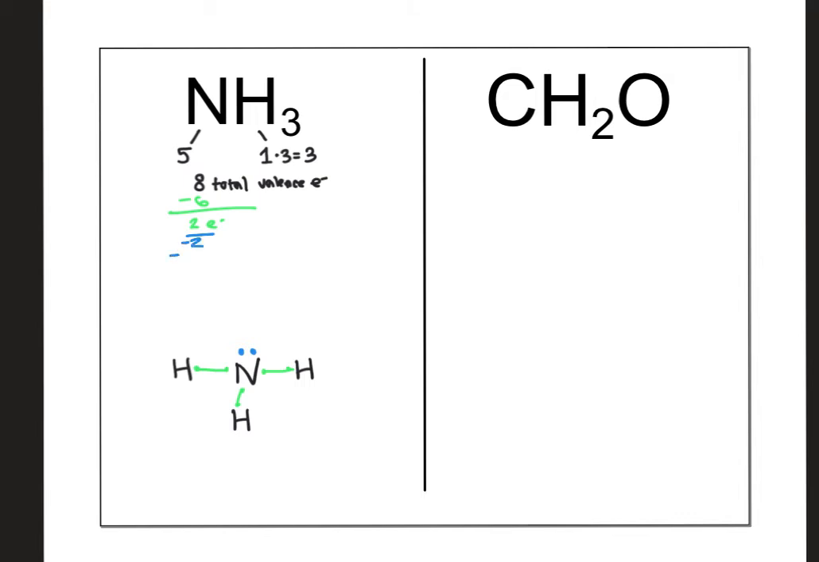And so we used up 2. We have none left in our piggy bank. So there is our structure. We have 3 single bonds, and then nitrogen has a lone pair of electrons. Let's look at this one.